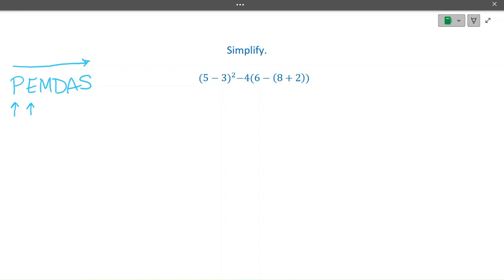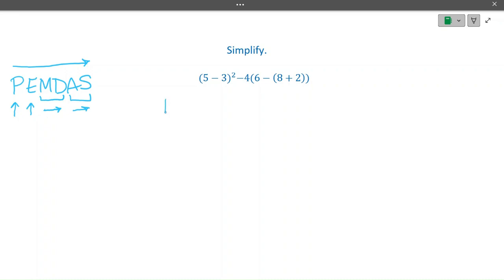Okay, then this is where things take a little bit of a change. We do multiplication and division together, and we work from left to right. And then we do addition and subtraction together, and we work left to right. So let's put this into action. We are simplifying this expression here.